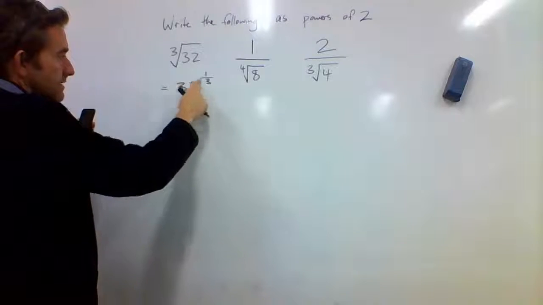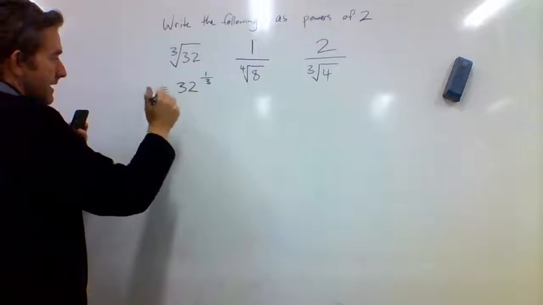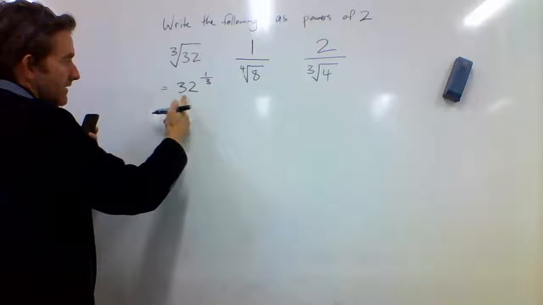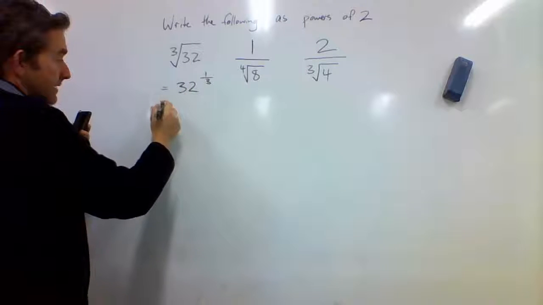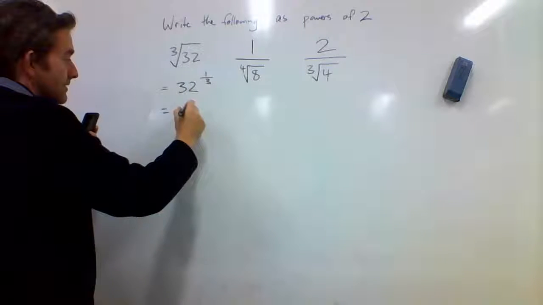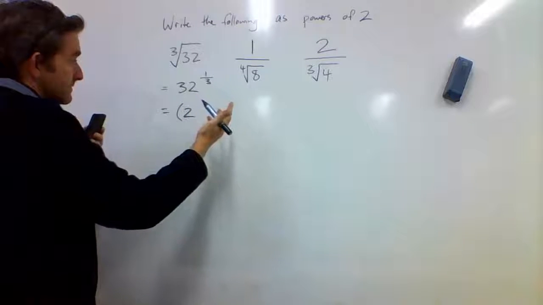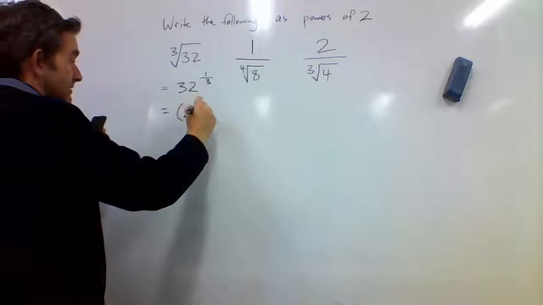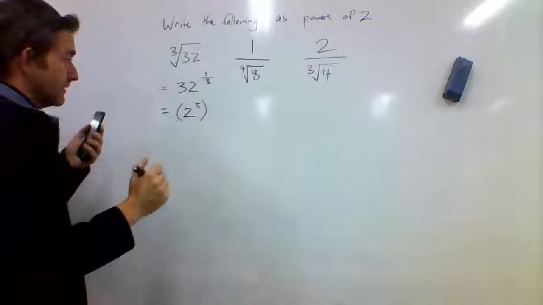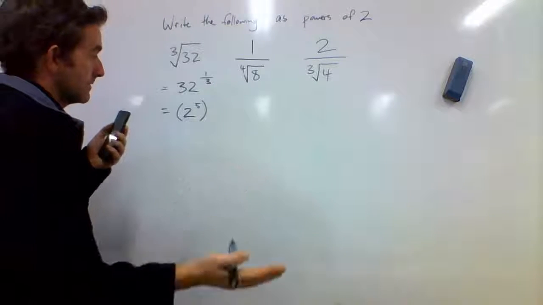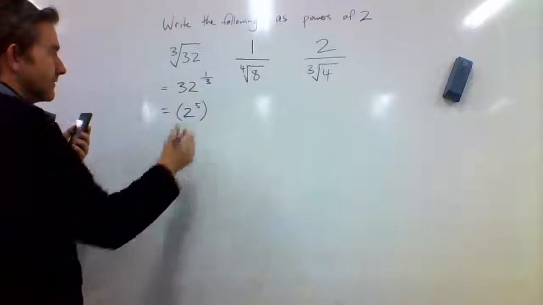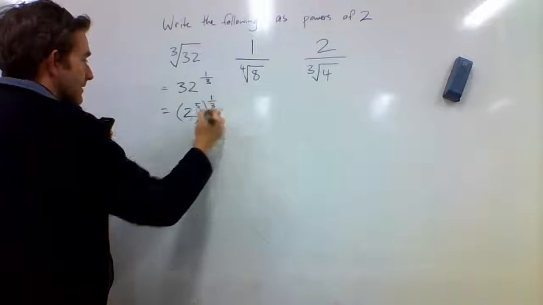We've got 32 to the power of 1 over 3. I need to write this with a base of 2. It tells me to do that. So I know that 32 is 2 to the power of 5. 2 times 2 is 4, times 2 is 8, times 2 is 16, times 2 is 32. And that's to the power of a third.